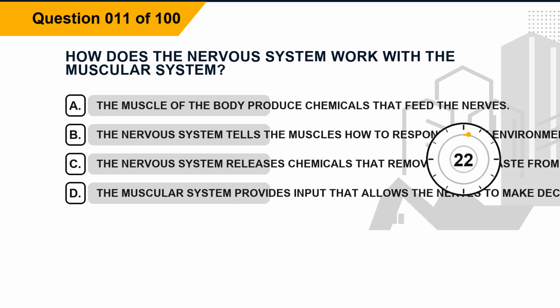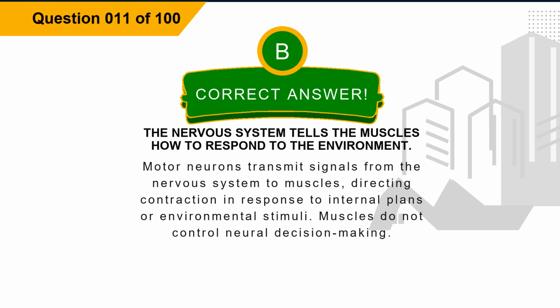Question 11. How does the nervous system work with the muscular system? Option A, the muscle of the body produce chemicals that feed the nerves. Option B, the nervous system tells the muscles how to respond to the environment. Option C, the nervous system releases chemicals that remove excess waste from the muscles. Option D, the muscular system provides input that allows the nerves to make decisions. The correct answer is option B, the nervous system tells the muscles how to respond to the environment. Explanation. Motor neurons transmit signals from the nervous system to muscles, directing contraction in response to internal plans or environmental stimuli. Muscles do not control neural decision-making.